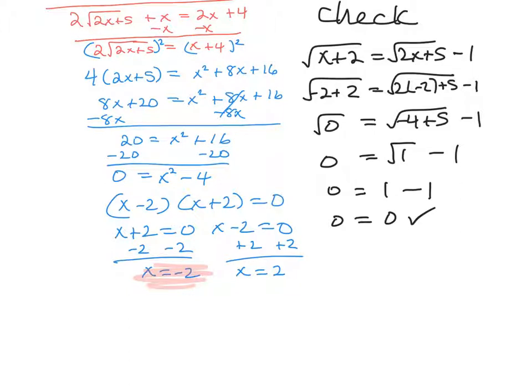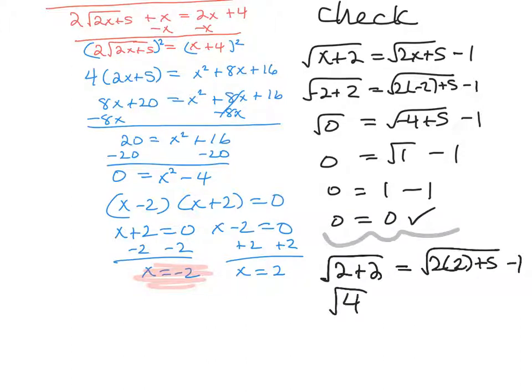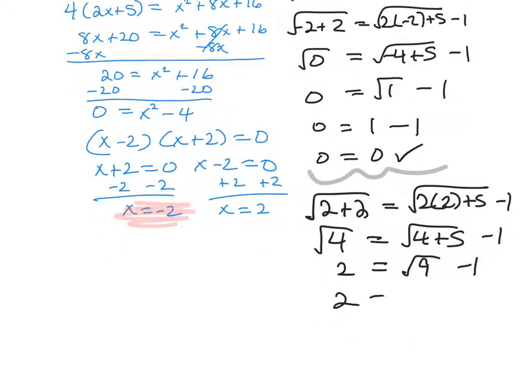Let's try the other one. So again, plug it in. 2 plus 2. 2 times 2 plus 5 minus 1. Square root of 4. 4 plus 5 is 9. Square root of 4 is 2. Square root of 9 is 3. Minus 1. 2 equals 2, I have both solutions that work. So my answer is both positive 2 and negative 2.